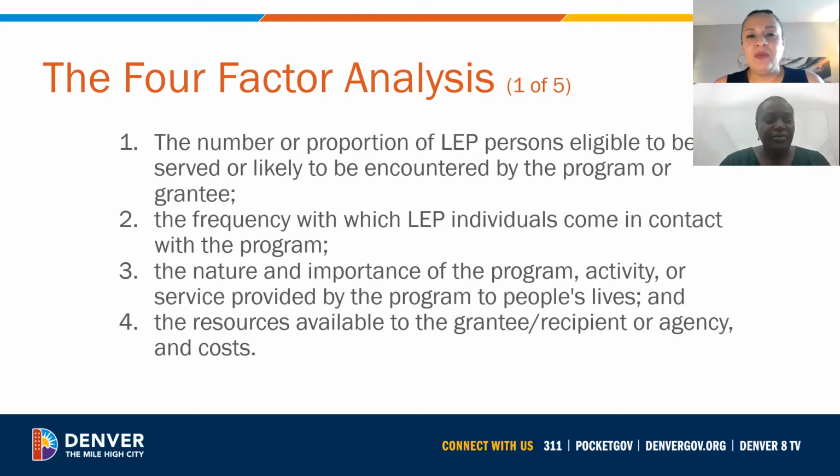So the thresholds that I'll be showing you are actually for the county and the city of Denver. And we went through each one of these steps with different forms of data. And like I said, we'll go into a little bit more detail on them. But the first one is the number or proportion of LEP persons eligible to be served or encountered by the program. Number two is the frequency with which LEP individuals come into contact with your program. Number three being the nature and importance of that program. And four, what are the resources available to you and what's going to be the cost in order for you to be able to offer meaningful access.